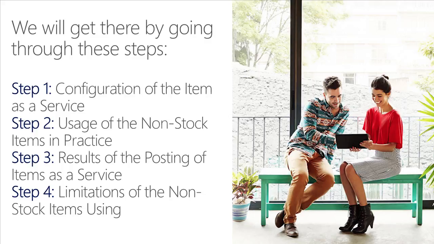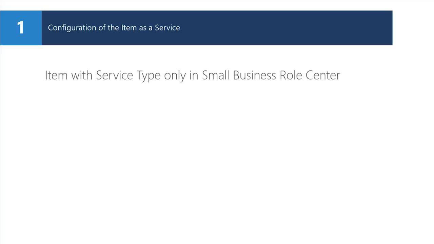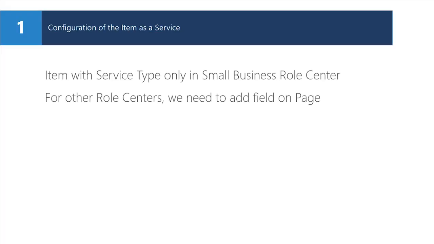Let's start. First, when you run Microsoft Dynamics NAV, you can find the configuration of items with the service type only in the Small Business Role Center. For all other role centers, you will not find this configuration and we need to add it.